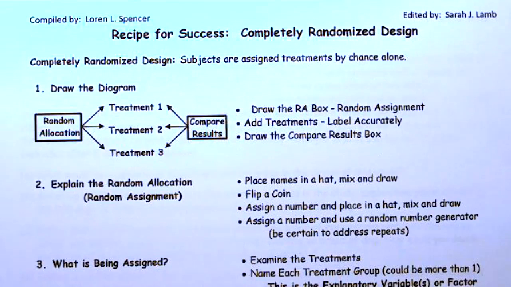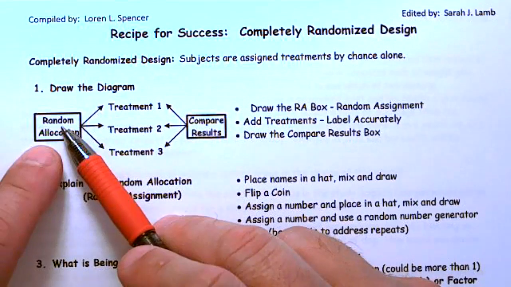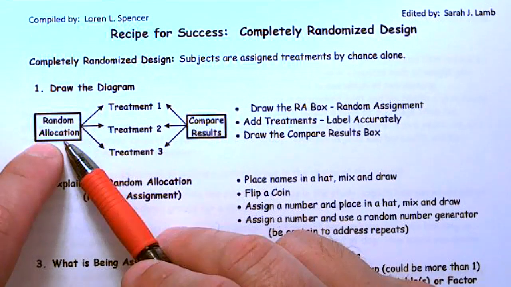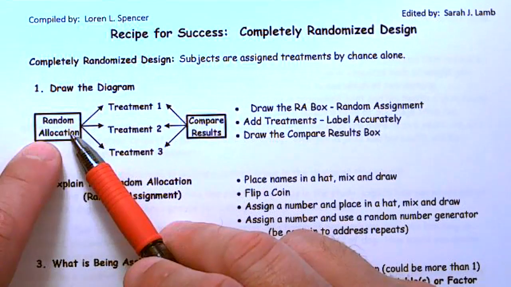I know, while not required, being able to set up one of these diagrams, and you definitely need to be able to interpret it, is very helpful in understanding what you have to show or what you have to write about. The diagram by itself is not sufficient, but we need to talk initially about random allocation or random assignment. You would start off by drawing that.